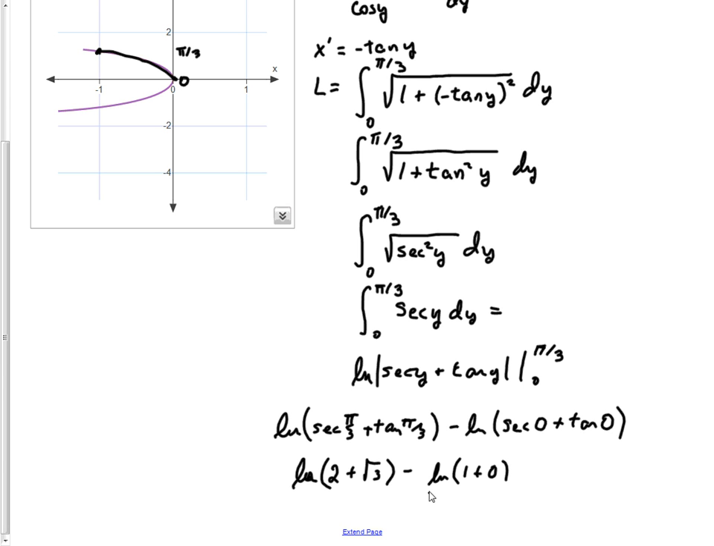Well, if you recognize that natural logarithm of 1 goes to 0, and so we're left with this curve that has a length of natural log of 2 plus the square root of 3.